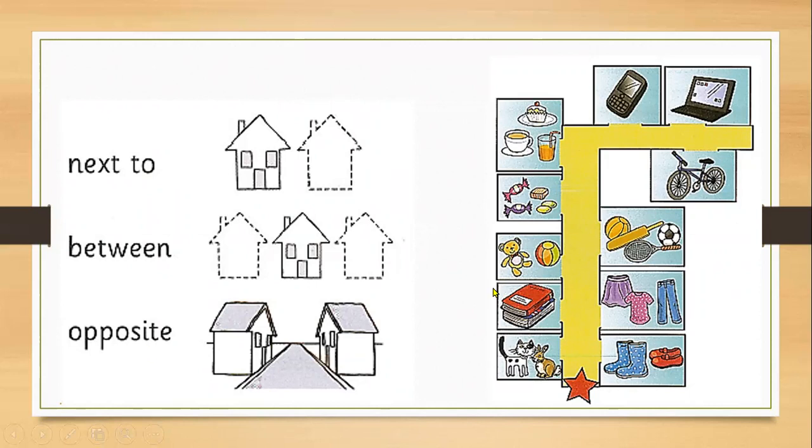For example, if I want to say what is next to the sports shop? There is a cloth shop. Okay, what is next to the pet shop? There is a bookshop. Let's talk about between. Which thing is between the toy shop and the pet shop? There is a bookshop. Okay, so which thing is between the cafe shop and the toy shop? There is a candy shop, sweet shop.